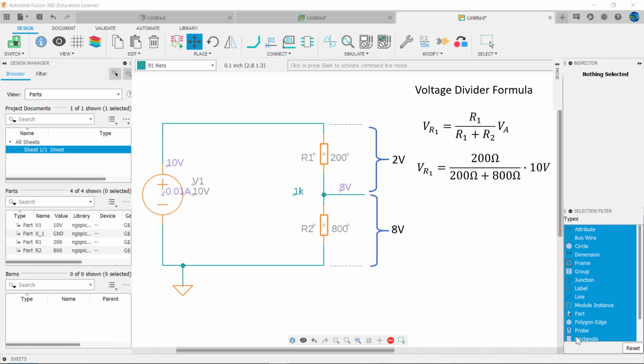Mathematically, VR1 equals R1 divided by R1 plus R2 times the applied voltage VA. Or VR1 equals 200 ohms divided by 200 plus 800 ohms times 10 volts, which equals 0.2 times 10, or 2 volts. Similarly, VR2 equals R2 divided by R1 plus R2 times VA, or 800 divided by 200 plus 800 times 10 volts, which equals 0.8 times 10, or 8 volts.